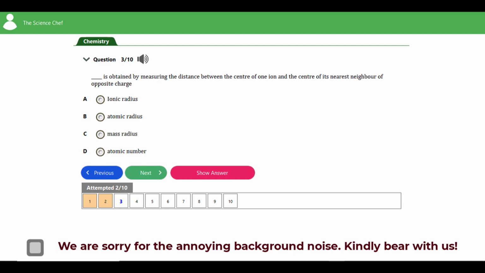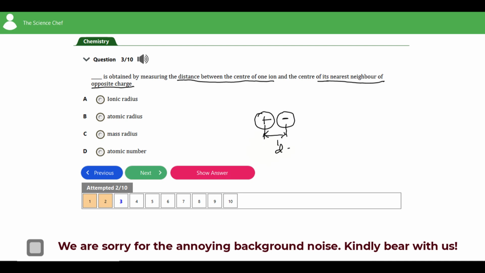Question 3. That is obtained by measuring the distance between the center of one ion and the center of its nearest neighbor of opposite charge. For the fact that we're talking about an ion and an oppositely charged neighbor, they're talking about two ions, or an ionic structure, right? So if you have, let's say, a positive ion here and a negative ion, what we are saying is the distance between the center of this positive ion and the center of this negative ion is what we are looking for.